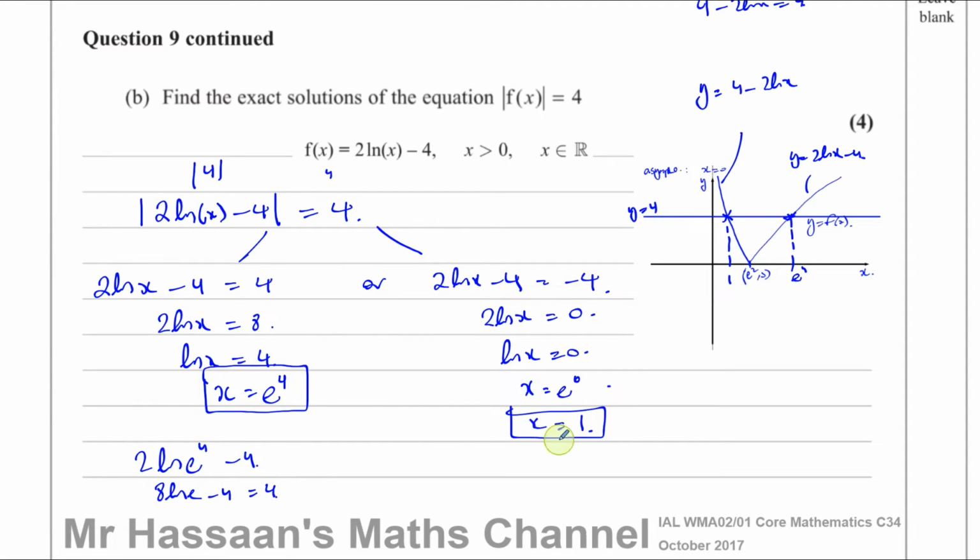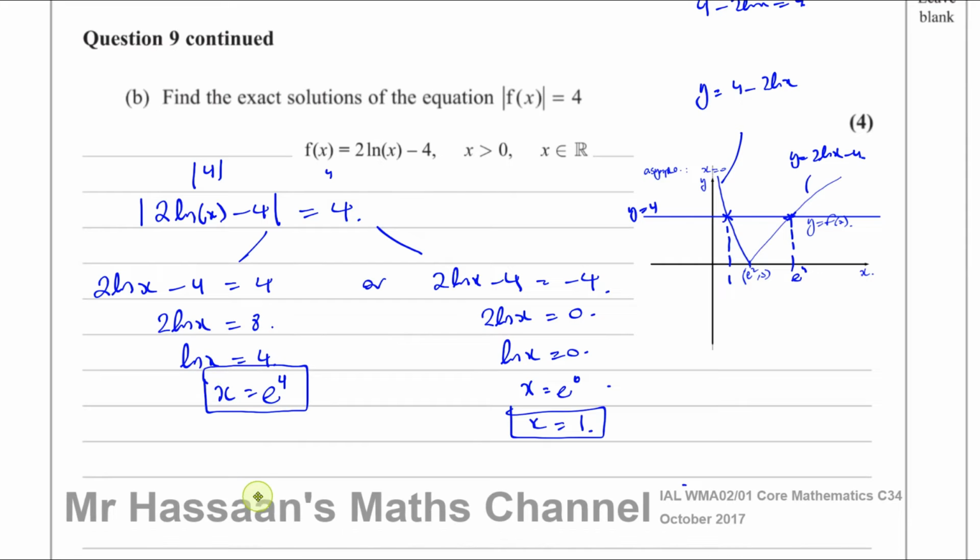That works. And if you put 1 instead of the x, you have 2 times ln of 1, minus 4. And ln of 1 is 0, so you end up with minus 4. So the modulus of minus 4 is equal to 4. That also works. So both of those give us correct solutions. We can see that from our graph as well. Okay, so there's the answer to part B. Now for part C.